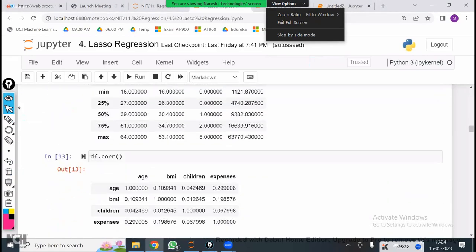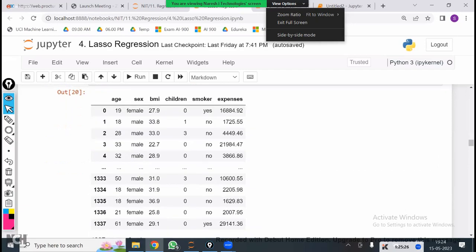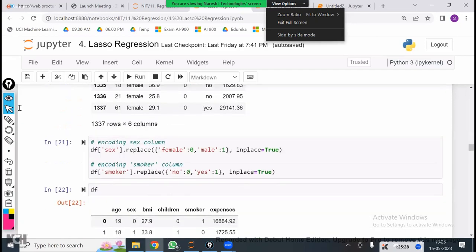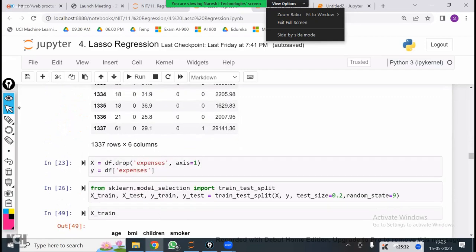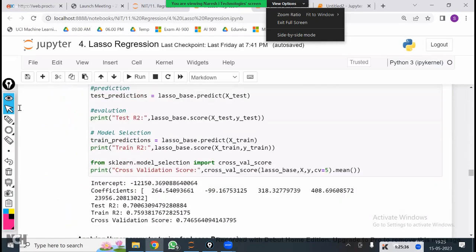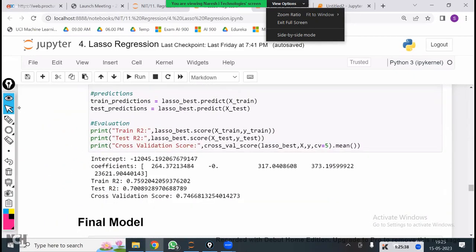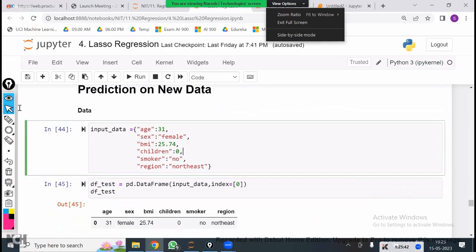And once the entire modeling is completed, in the data pre-processing, I have removed some of the columns. Some of them I have replaced. Some of them I have dropped the variable. And after that, train test split, after that modeling and evaluation. Once the modeling and evaluation is done, my final model is ready and I want to predict on the new data. This is the new data.